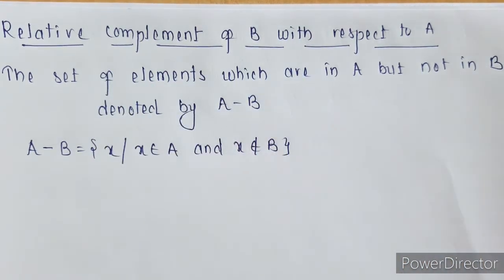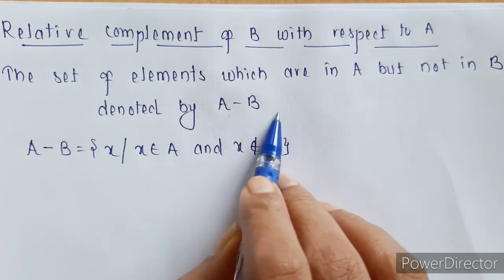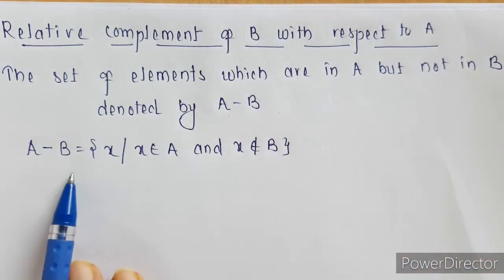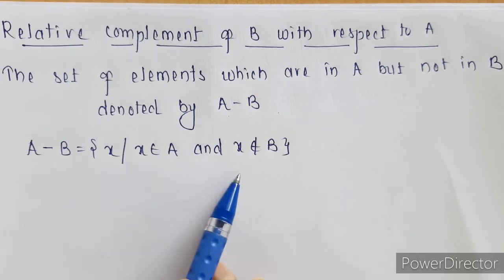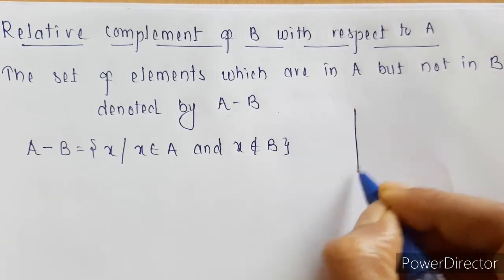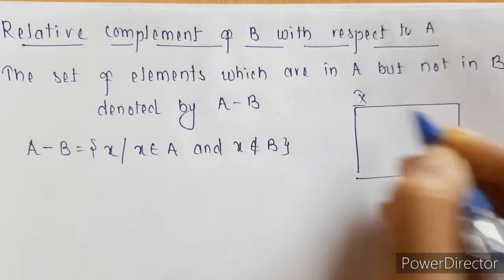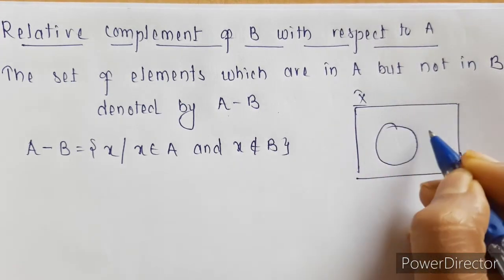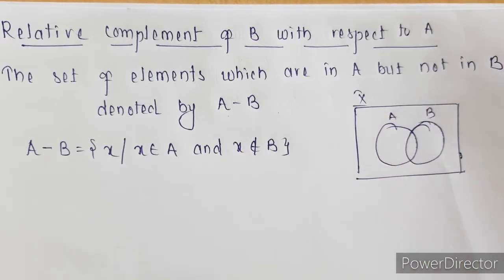So, the set of elements which are in A but not in B is going to be the relative complement of B with respect to A, and it is denoted by A difference B. Now, we can write this as set of all x such that x is in A and x is not in B. Suppose we are drawing a Venn diagram for this. This is going to be the universal set. This is set A and set B.